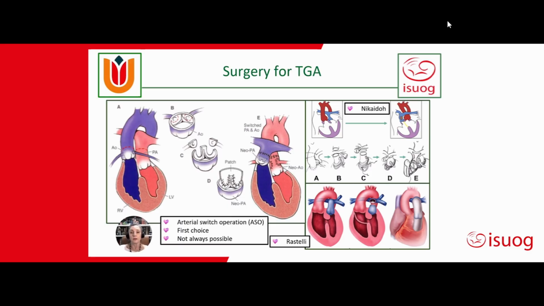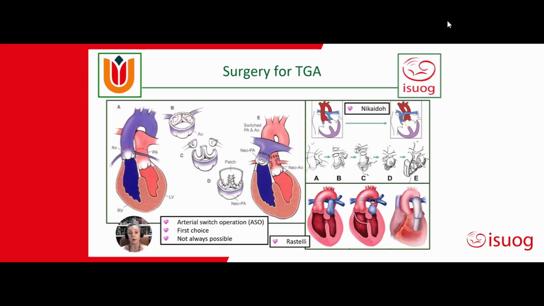In the situation of pulmonary stenosis, an arterial switch operation is not possible, and the options then are an Aikido or a Rastelli operation. In an Aikido operation, the valve and the vessels are swapped around, and the obstruction of the right ventricular outflow tract is corrected.